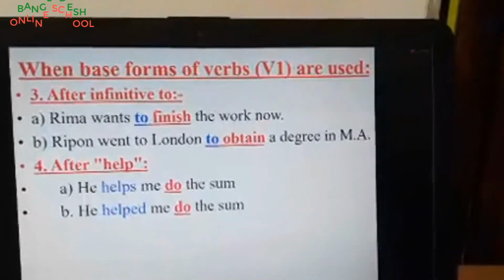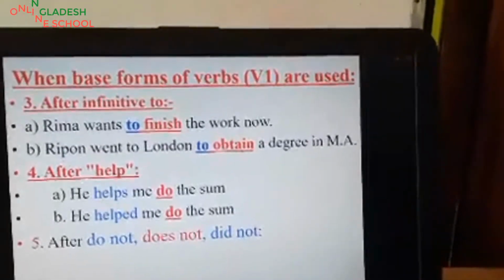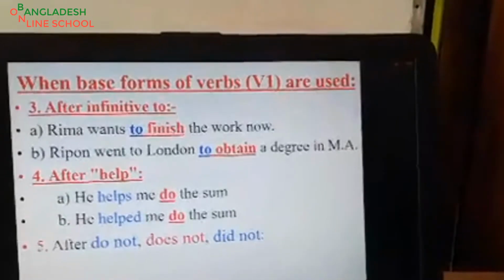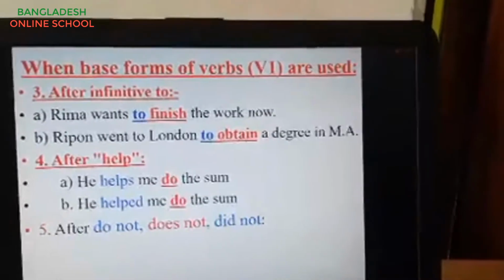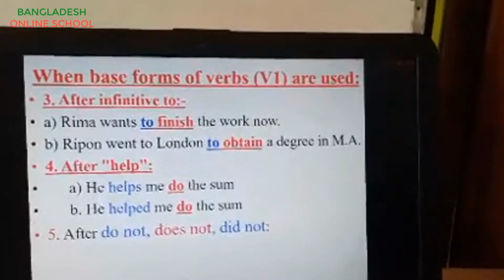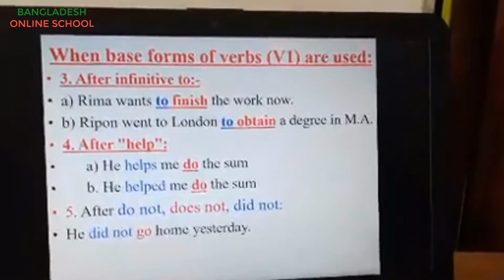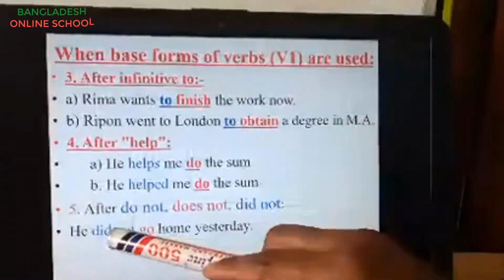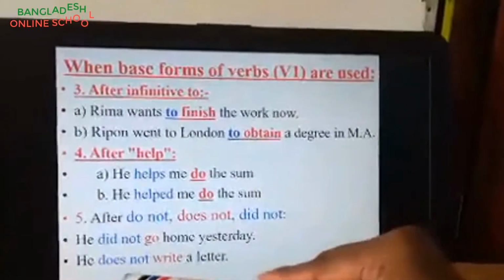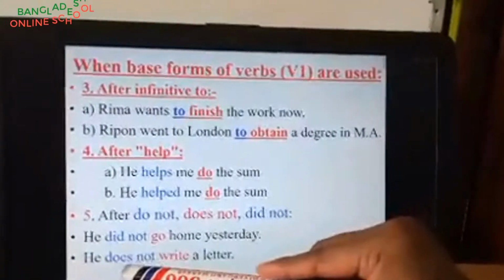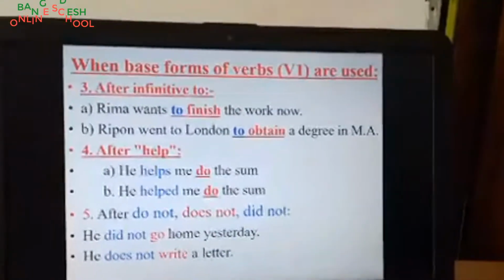Next, after do not, does not and did not, after these three phrases you will use base form of verb. He did not go home yesterday. After did not, go is used. In the next example, he does not write a letter. After does not, write, base form of verb, is used. So after do not, does not, did not, base form of verb is used.